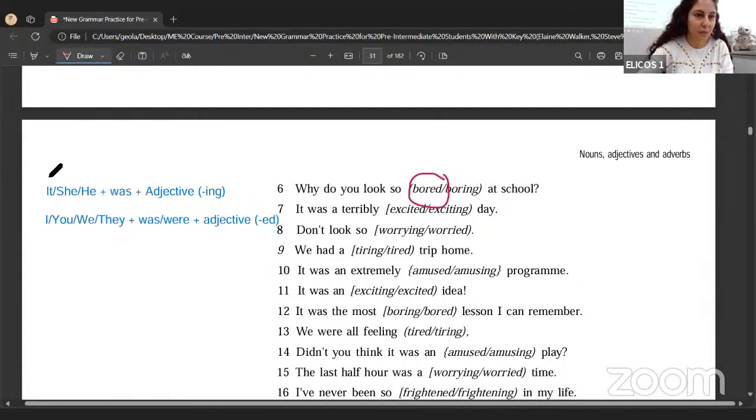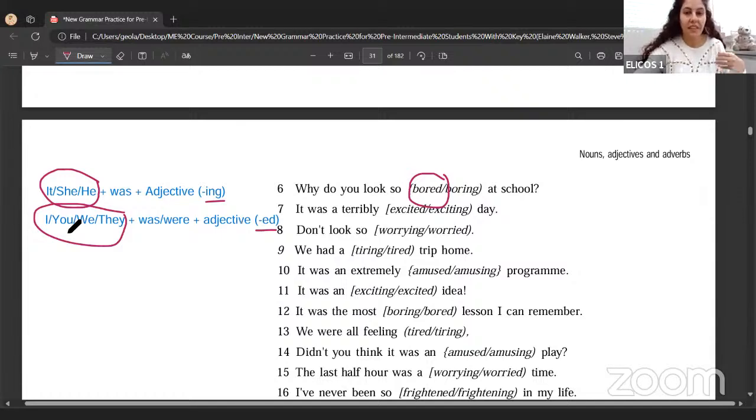Okay, so that's our 2 rules that we learned. All you've got to remember is it, he, she has the -ing. It was boring. She was boring. But then I, you, we, they is when we start to say the -ed. I was exhausted. You were worried. We were devastated. They were ashamed. So why do you look so bored at school?